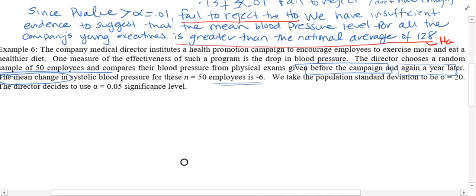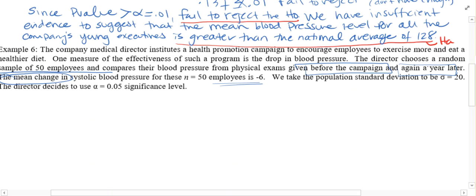Okay, so do you notice the situation we have here is a before and after kind of situation. If the campaign was not useful at all, you would think that their blood pressures would basically be the same. Does that make sense? Before the campaign and after the campaign, a year later, if it wasn't helpful, their blood pressure should still be about the same. So if the campaign is not helpful, on average, where do you think the mean difference would be? It would be 0.